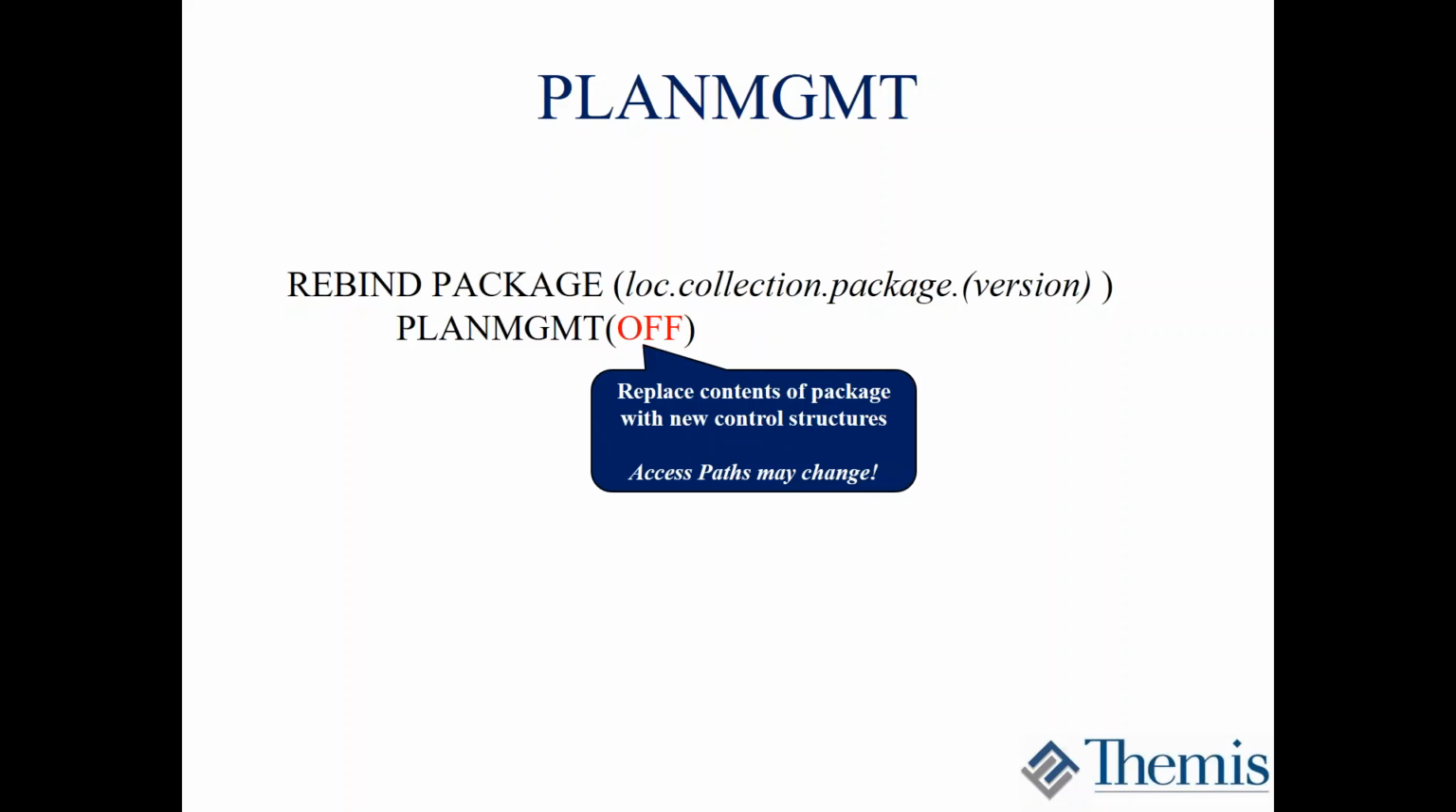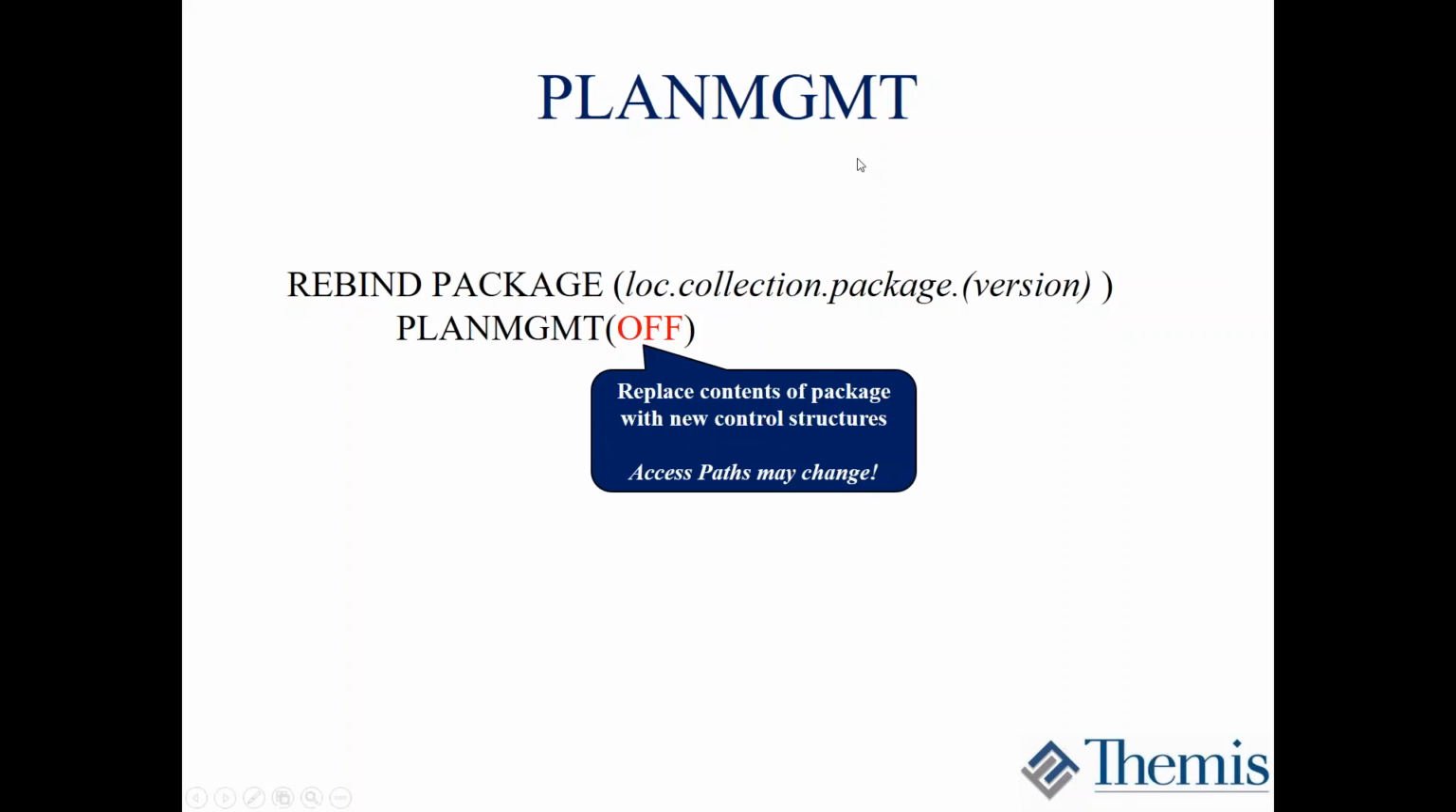Okay, so if we say run new statistics, and we think that's going to make everything better, and I rebind the packages to pick up the new statistics, but I do it with plan management off, there's no way to get back to the way things used to be. We're going to overlay the old access paths with the new. So this is the way things were all the way up until version 9, right? It was the only thing we could do. The access paths may change, and I really don't have any easy way to go back.